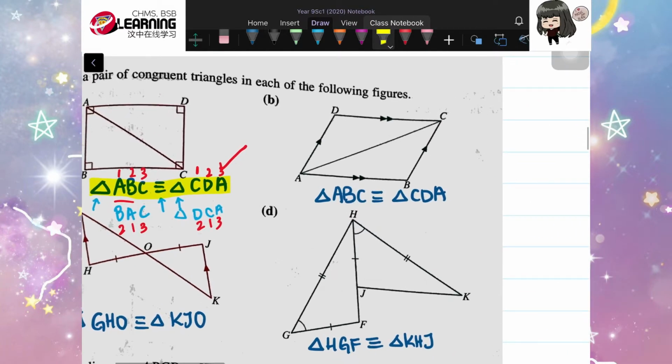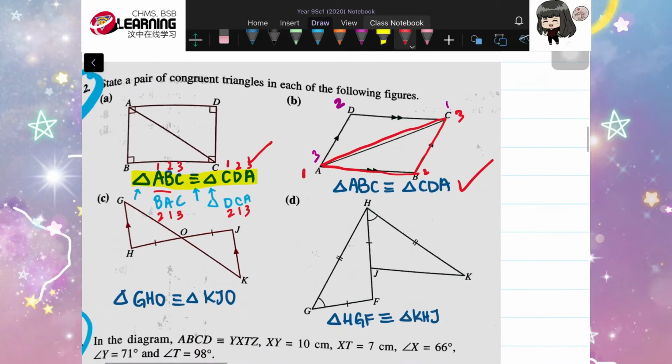So part B, the triangle that is congruent to each other is the triangle ABC, and it's congruent to CDA. C is your first one, D, A second, third. So this is your answer. Please tick ABC, CDA.